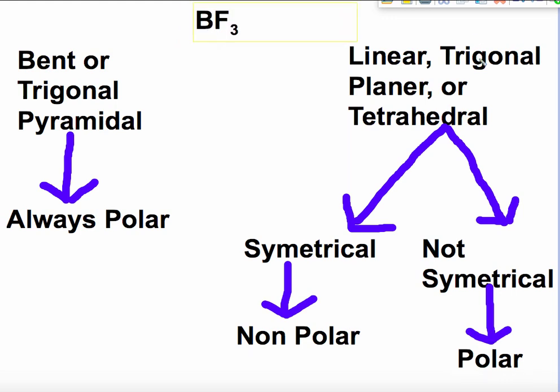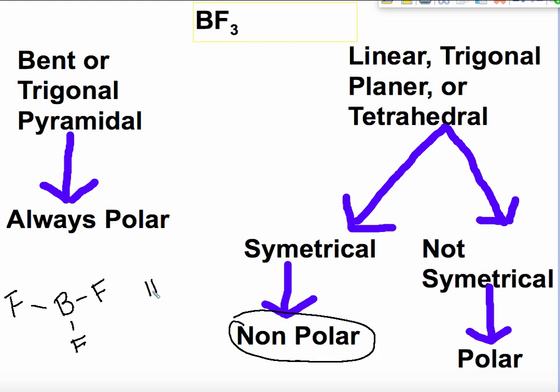Okay, let's try another one here. Okay, BF3. So you draw BF3. Now remember that boron is one of those that has an exception to the octet rule. It doesn't have a complete octet. It only has 6. So this is BF3. And so BF3 has 1, 2, 3 domains around it. That's trigonal planar. Okay? Now you're going to look at it and say, okay, are all 3 things the same around the boron? And they are the same. So it would be symmetrical. And so this is a case of one being nonpolar.